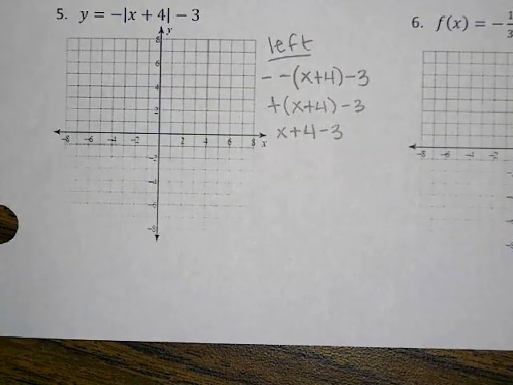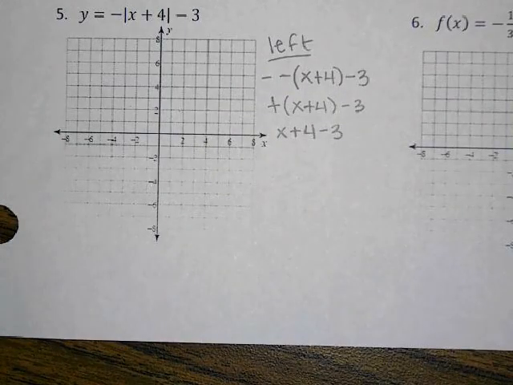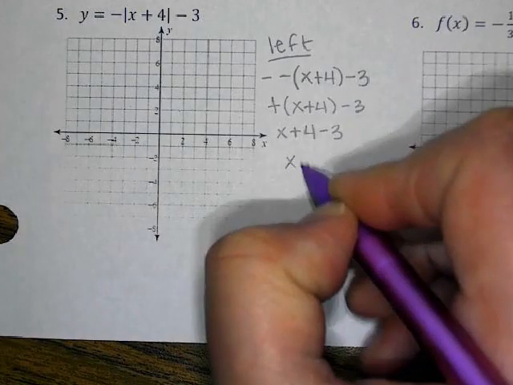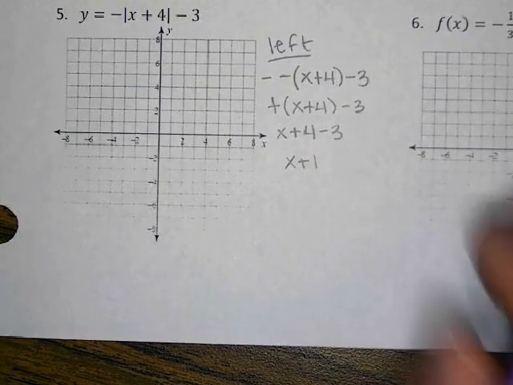So now we're going to go ahead and combine like terms. The 4 and the negative 3, and what does that give us? 1. Okay, so for the left side, all we have to do is take the equation, stick a negative in front of it, and then get rid of the parentheses. That's all we got to do. So we're done with the left side. Now we have to do the right side.